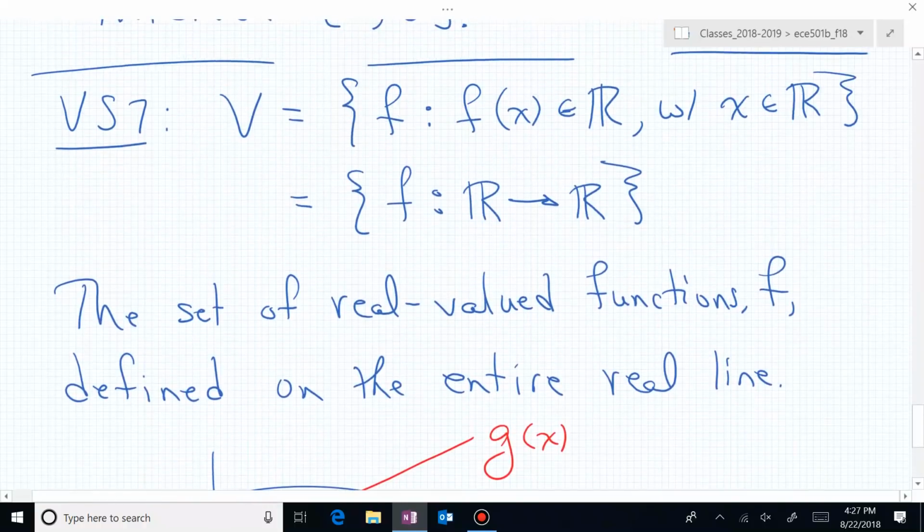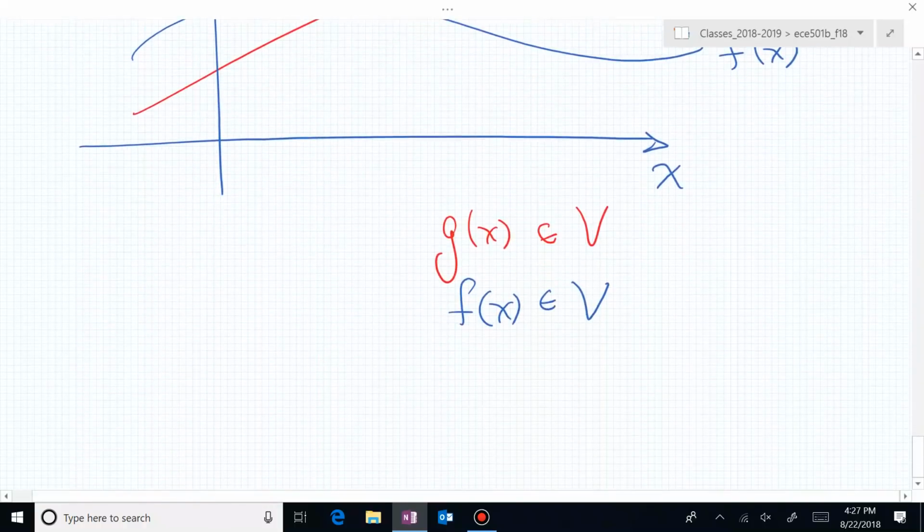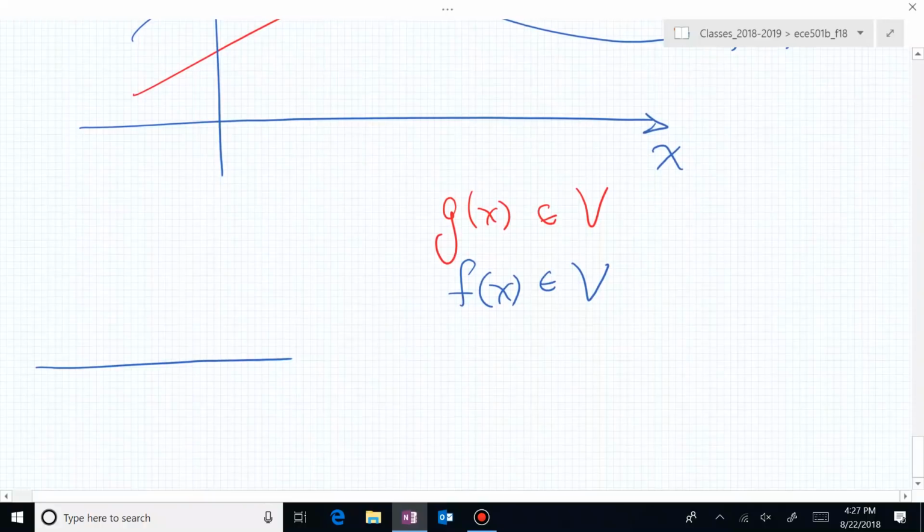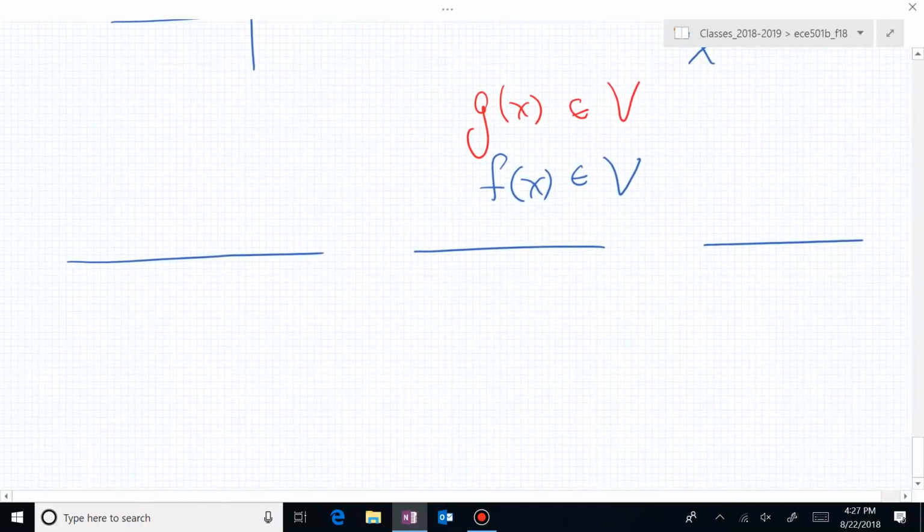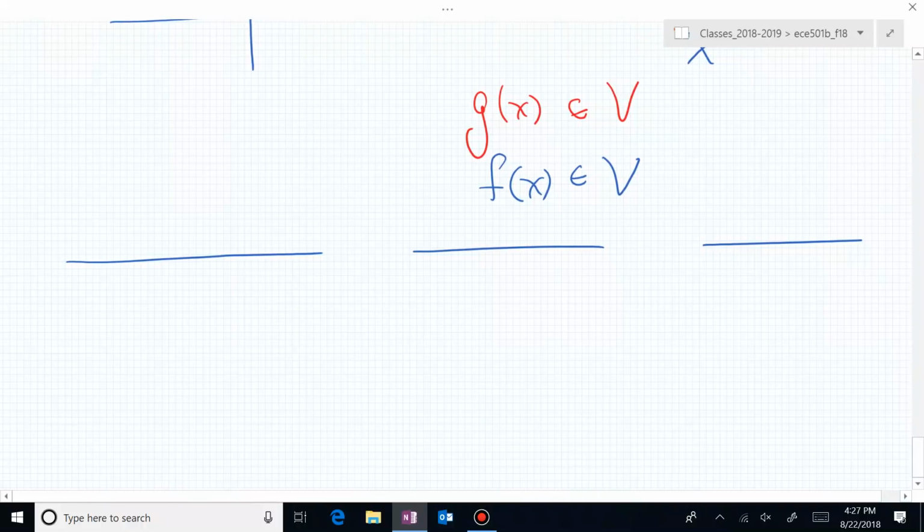Where are we? 7. Need to learn how to count. We have a few more, don't we? So now let's do vector space example 8.